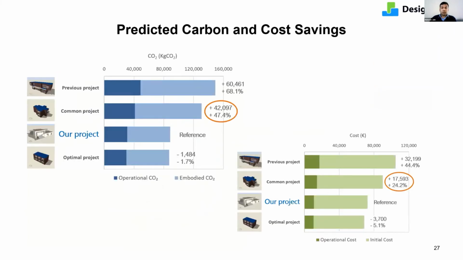So when compared to a typical house in that region, Arturo's design predicted a reduction of more than 47% in the carbon emissions, combining both embodied and operational, and construction cost savings of more than 24%.